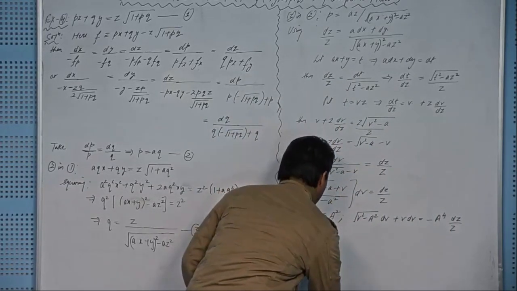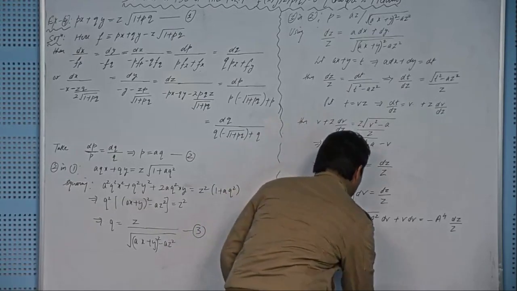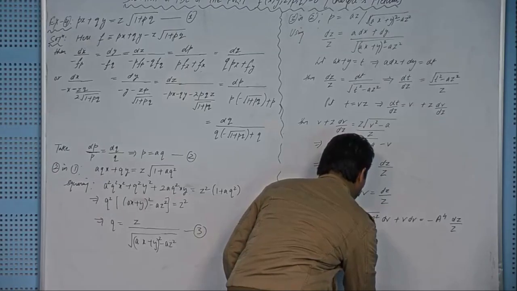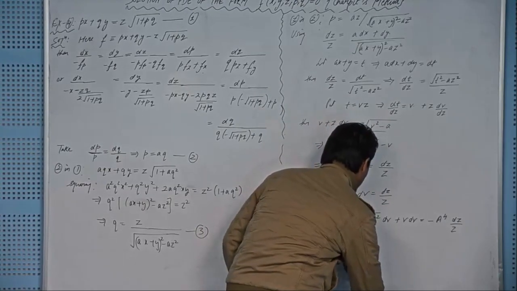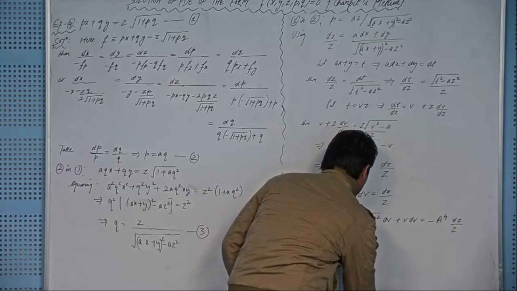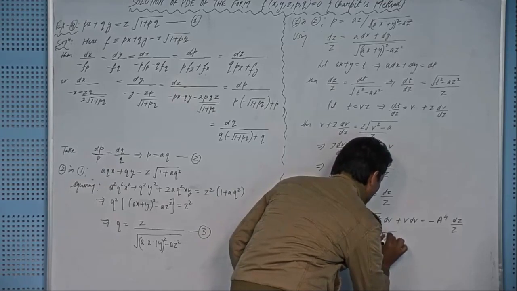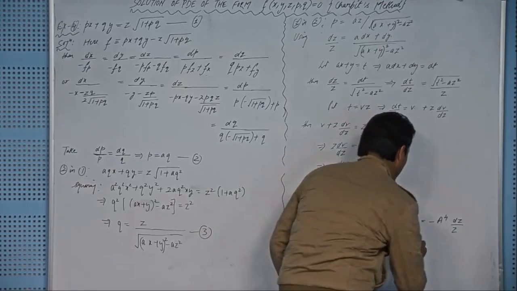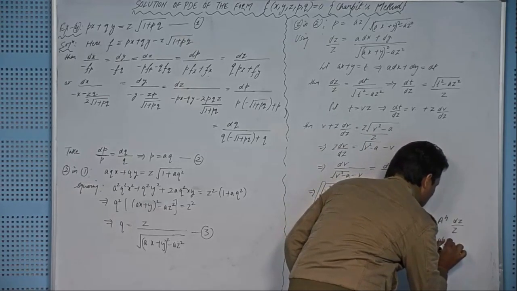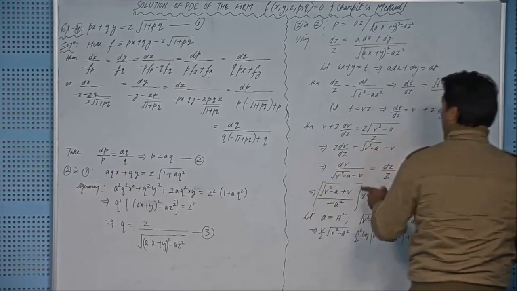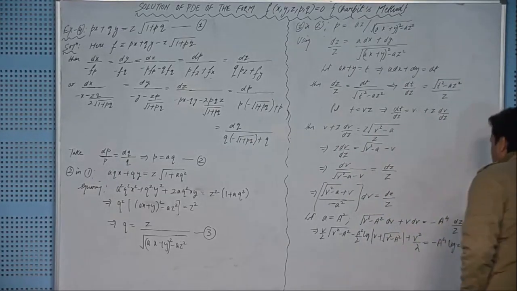Then performing integration, that will give me the integration of under root v square minus a square, that will be v by 2 under root v square minus a square, minus a square by 2 log of v plus under root v square minus a square, plus v square by 2 is equal to minus a to the power 4 log z. I think log z is correct. Yes, it was log z, and plus a new constant, let it be b.